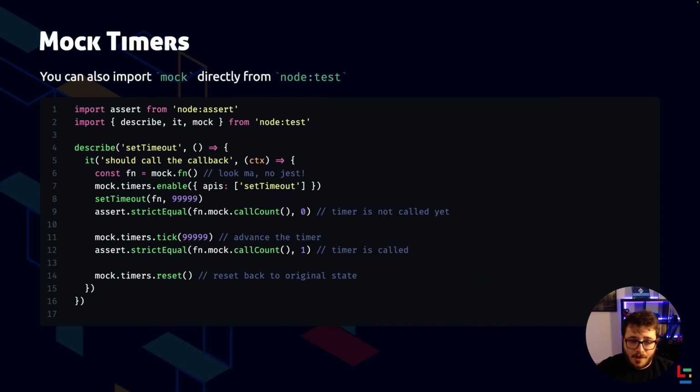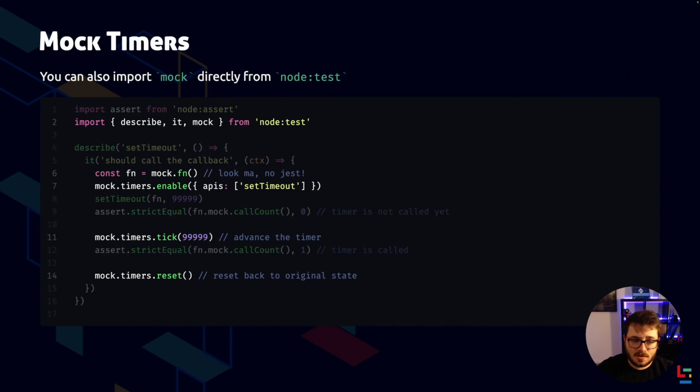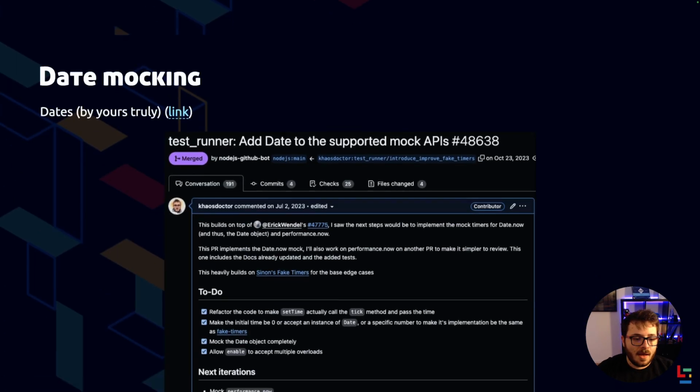You can also import mock directly from Node test. So instead of just using context.mock, you can just import mock from the top here, and you can use mock.timers. But this is just an easier thing, if you just don't want to, you just use the context from the test, right?